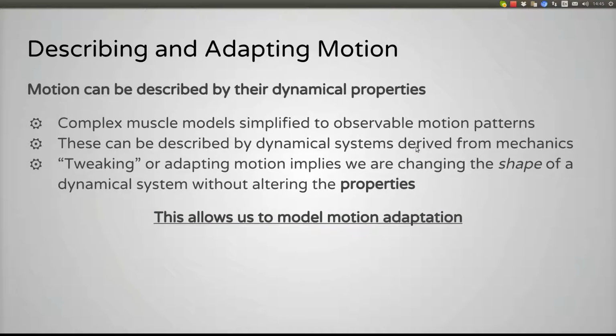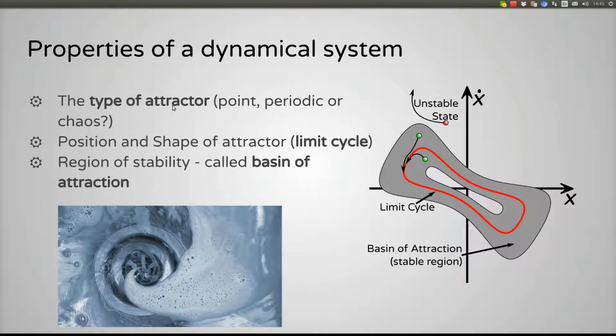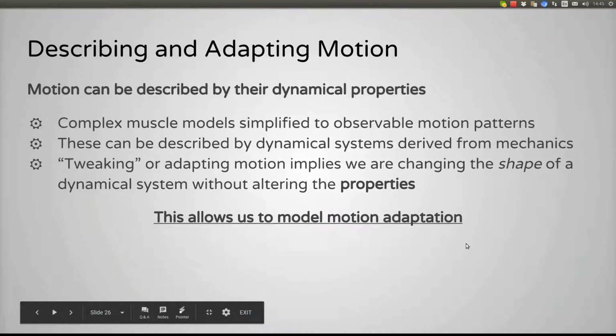Right, so the adaptation that we're trying to describe here is to basically say that we can describe the motion in terms of their dynamical properties. The dynamical properties are the type of attractor, which is either point or periodic, the position and shape of the attractor, and the region of stability. This region of stability, the basin of attraction, is also part of the dynamical properties.